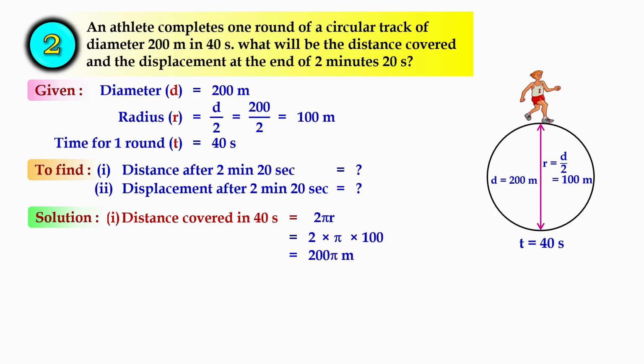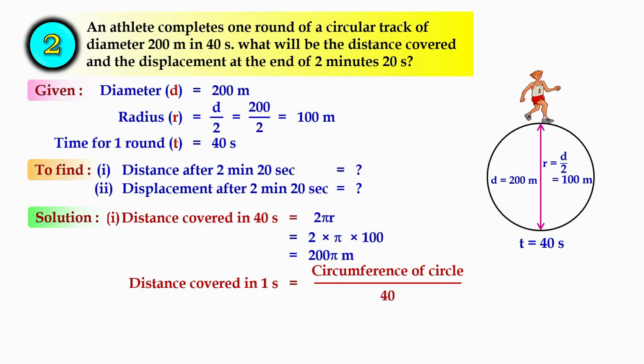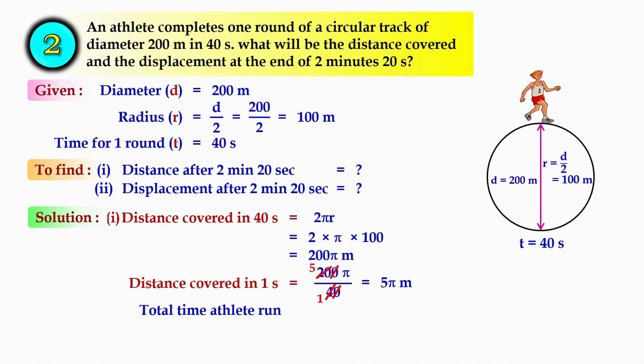Next, we convert the total running time into seconds. 2 minutes 20 seconds is equal to 2 multiplied by 60 plus 20, which gives 140 seconds. We will use these values to find the total distance and displacement, which we will calculate in the next step.